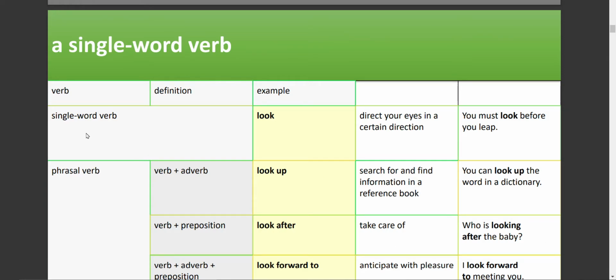Verb, single word verb: look. This is an example: direct your eyes in a certain direction. You must look before you leave. This is a single verb. Phrasal verb: verb plus adverb. The verb here is look, and up means above, this is an adverb. Search for and find information in a reference book. You can look up the word in a dictionary. This is the example, and these are the details concerning the example.